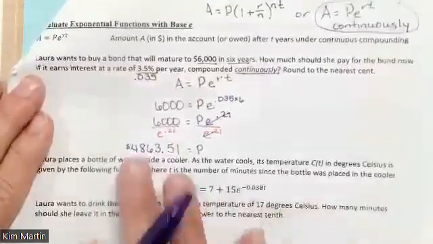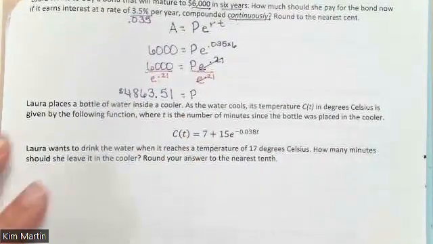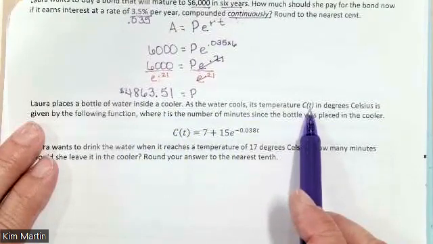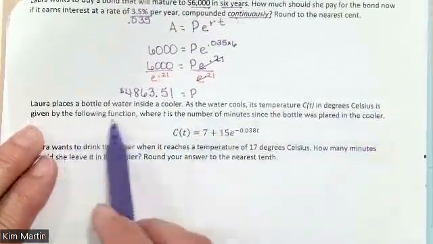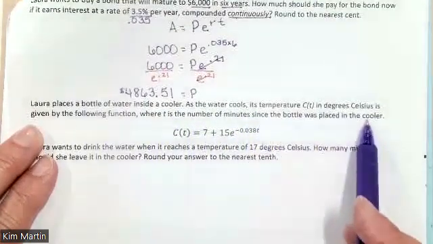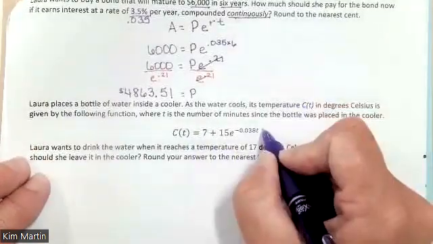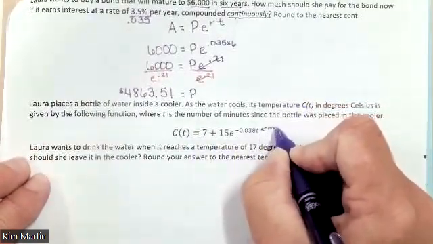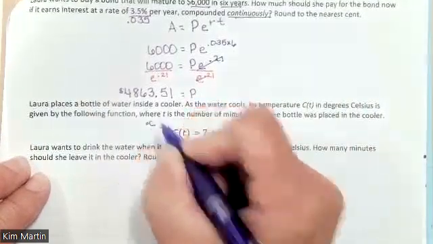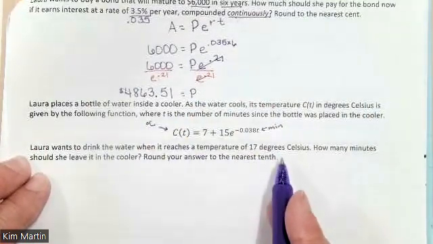Anyway, all right. This one cracked me up last because who does this? Laura places a bottle of water inside a cooler. As the water cools, its temperature, C of T in degrees Celsius, is given by the following function, where T is the number of minutes since the bottle was placed in the cooler. Okay, so we got this function. Basically, this is our minutes. This is degrees Celsius.